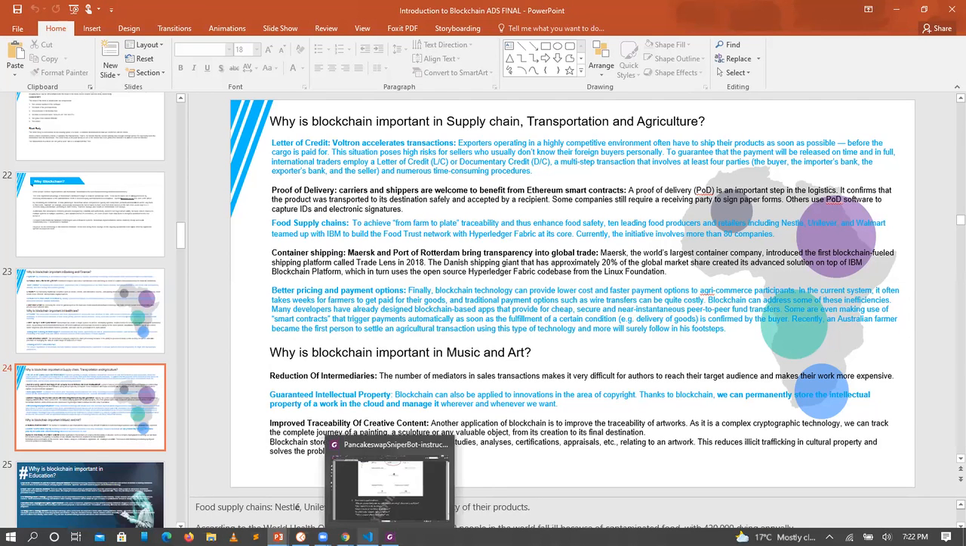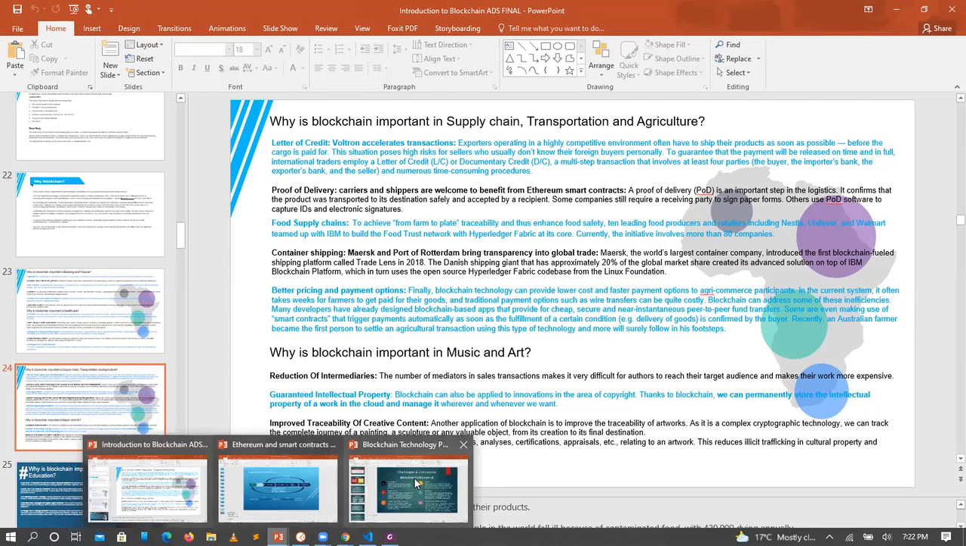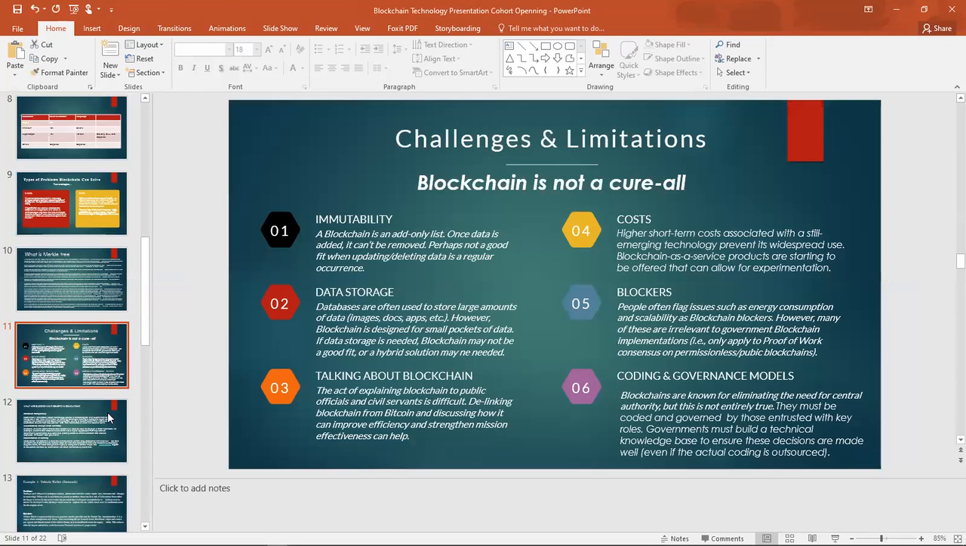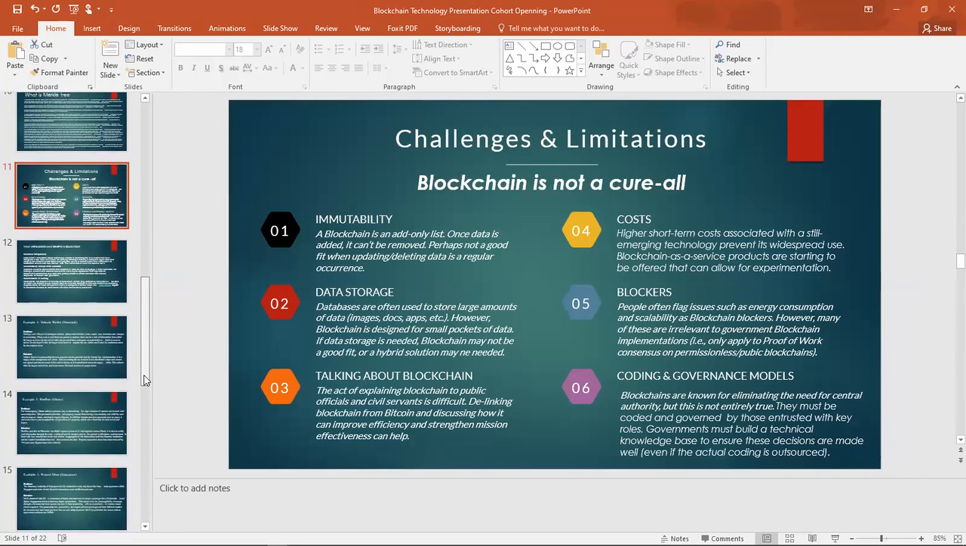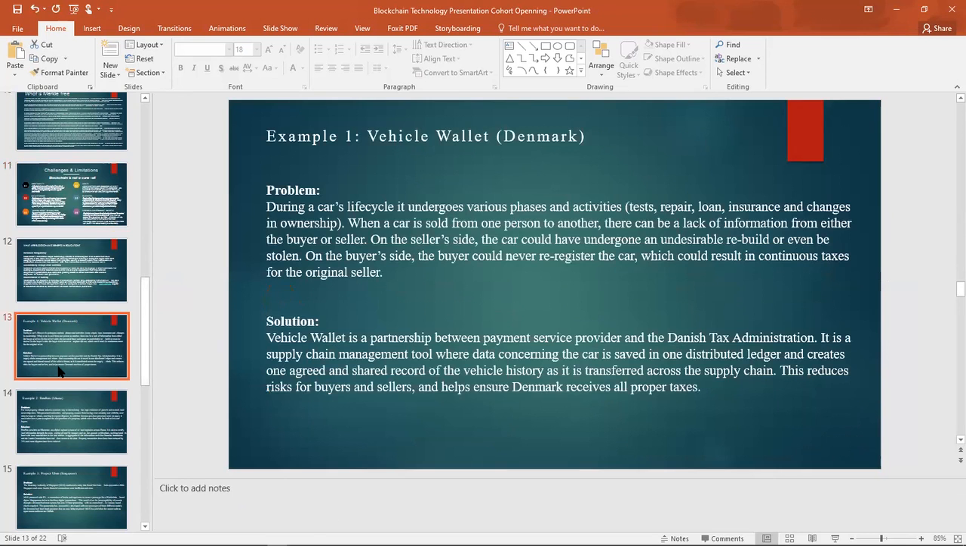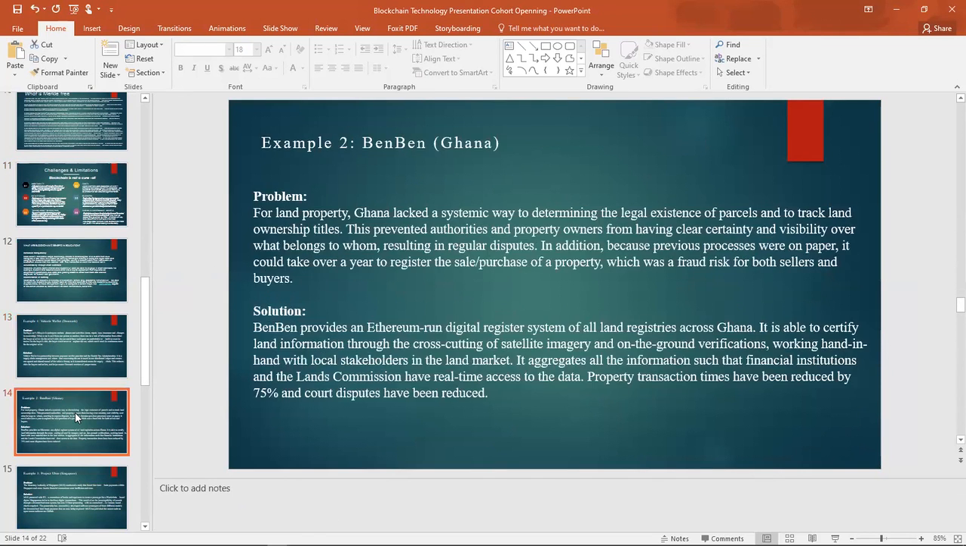So as we wrap up, I'll show you this one. We did see the example of Denmark. The other one is Ben. It's a company in Ghana.